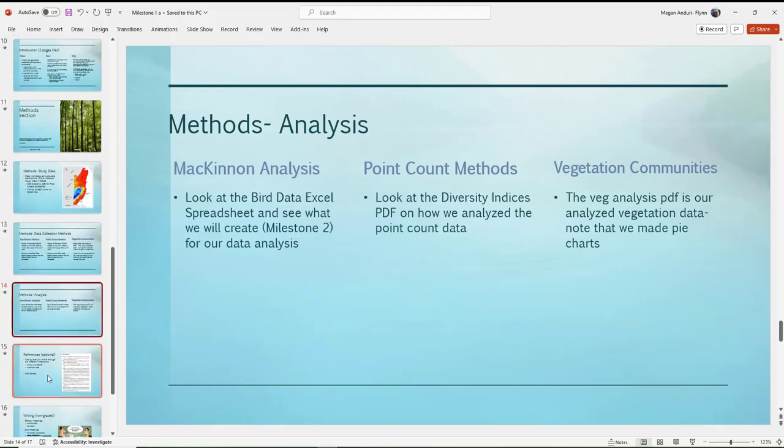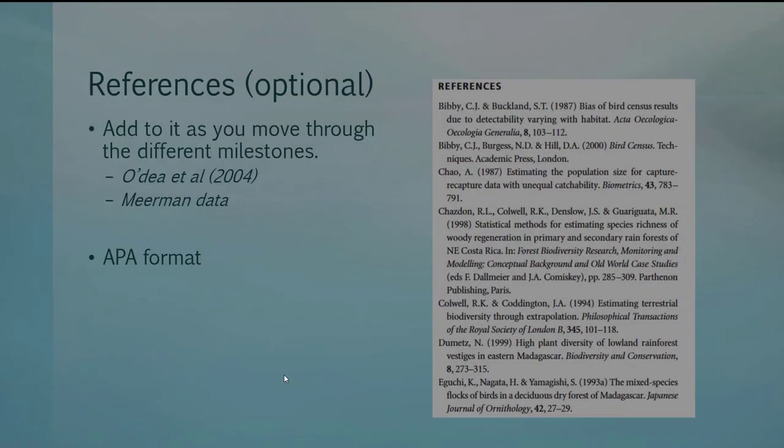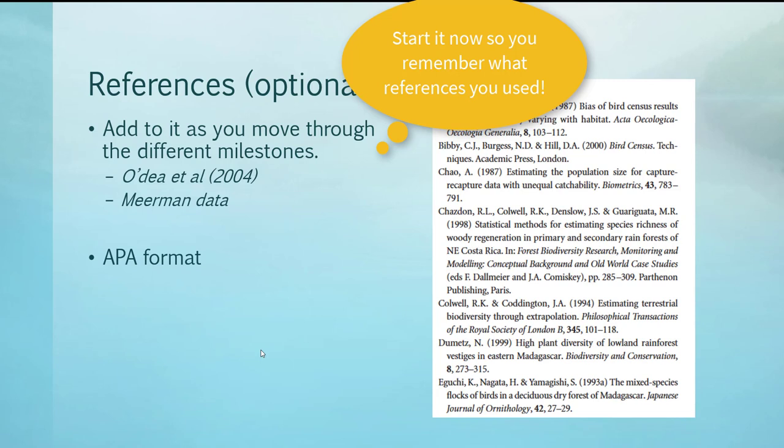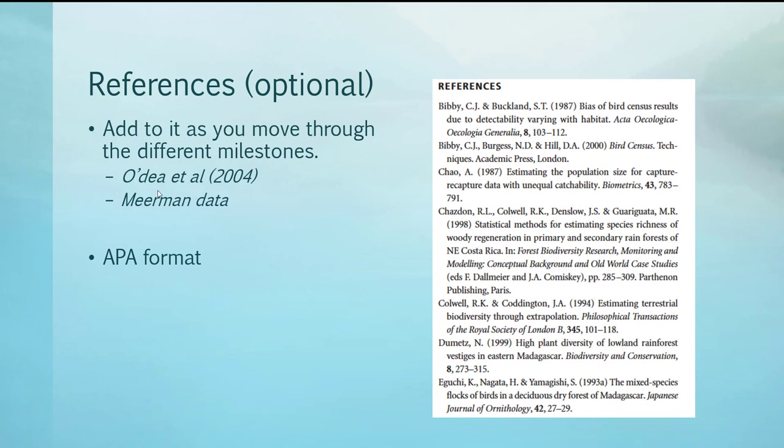All right, what else? Now, even though you're only being graded on the introduction and methods section, I highly recommend you start your reference section right away and just build upon it for each of the milestones. So the 2 references you will definitely use in your introduction and methods section are the O'Dea et al. article, as well as that Merman data that we used for our vegetation analysis. So you can go ahead and create references for those.